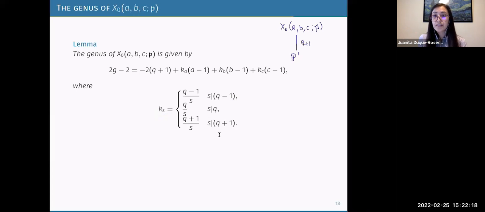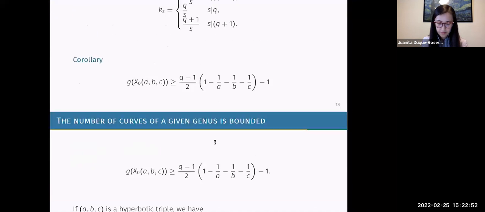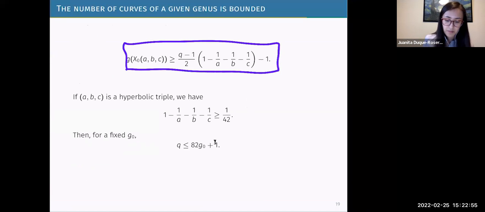Okay, so we can understand the genus of these curves. We can just solve for G and understand the genus. Moreover, we get a bound for the genus. It turns out that the genus is bigger than a lower bound given by this. Remember that this was our special number that told us that the triple was hyperbolic, so that's going to play a role in our computations. Let me rewrite that inequality here, same as before.